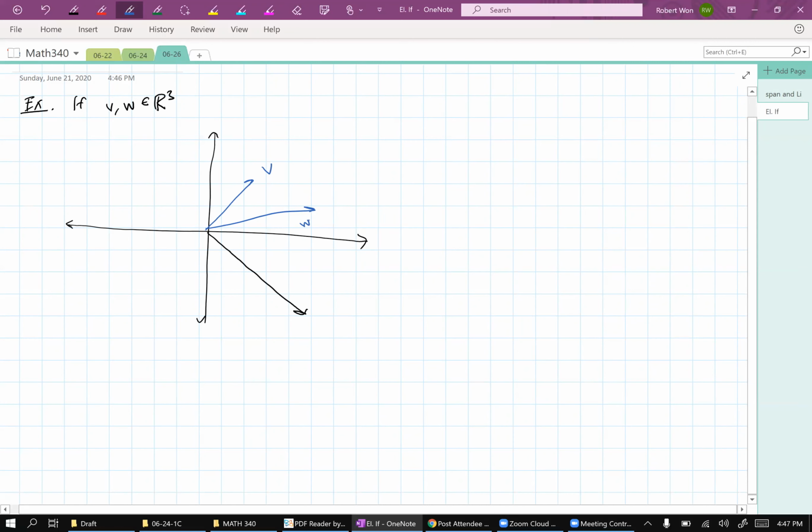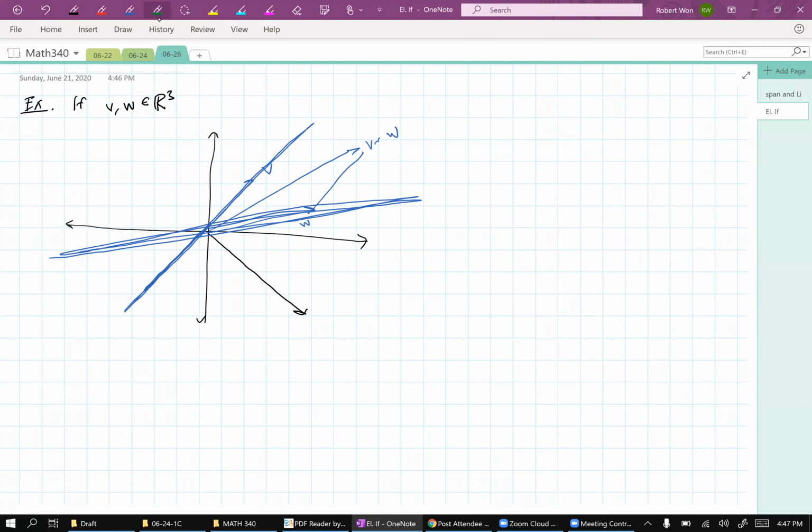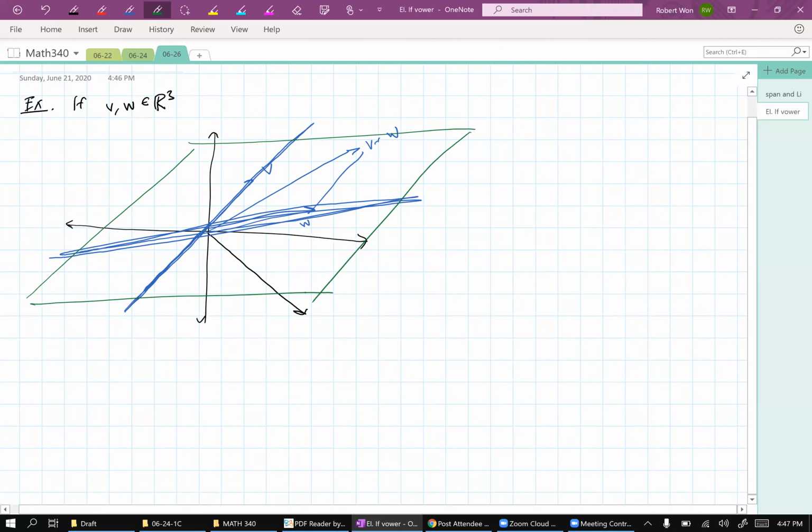Well, what are all the possible linear combinations of v and w? Well, you can certainly scale v by any scalar that you want, so you get this entire line. You can scale w by any scalar that you want. That's a linear combination. So you get this line, but then you also get all possible linear combinations. That means you can add any scalar multiple of v to any scalar multiple of w, so you'll get a vector like this. This vector is v plus w. And in the end, what you get is this entire plane through the origin. So this is the span of v and w in R3.